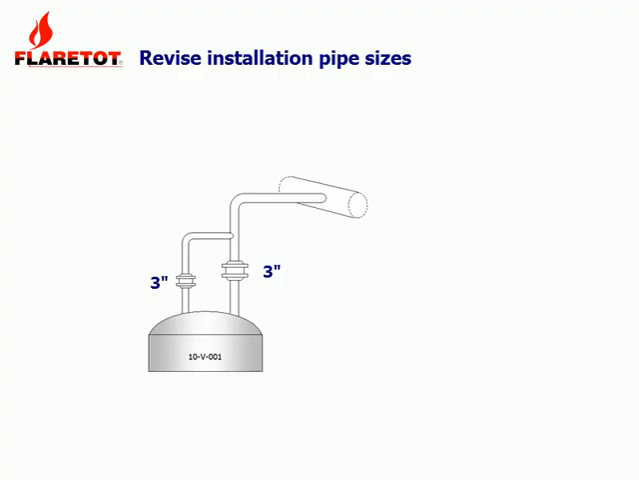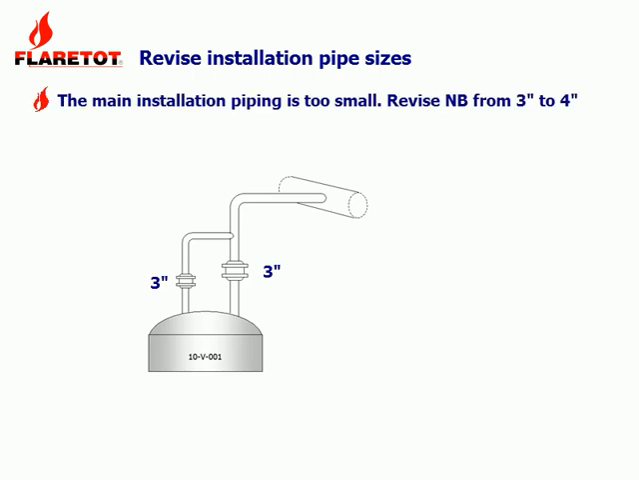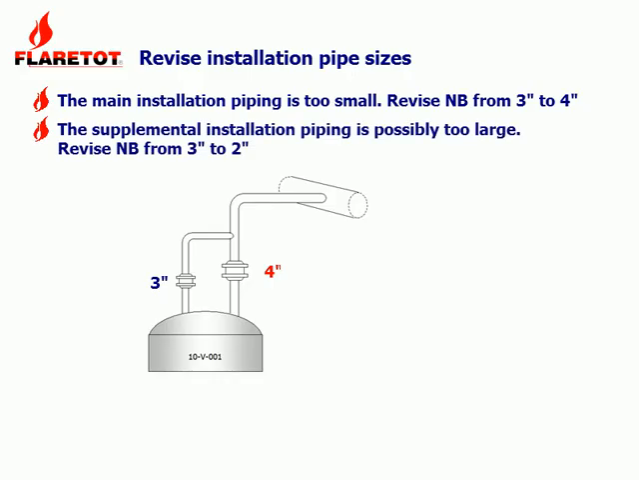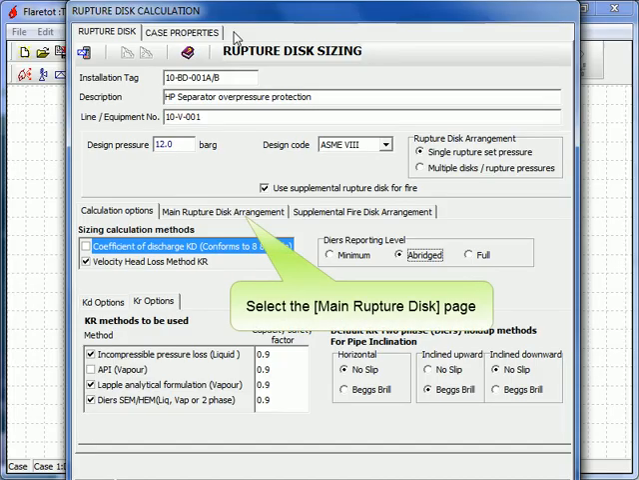We now revise the installation piping nominal bores. We will change the main installation from 3 to 4 inches, since the pressure drop is too high. In addition, we will change the supplemental installation from 3 to 2 inches, to see if this meets the required maximum pressure. This is also the smallest size we are allowed in our project spec. First, change all main rupture disc elements to 4-inch.